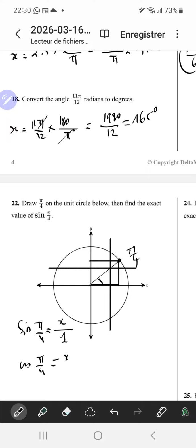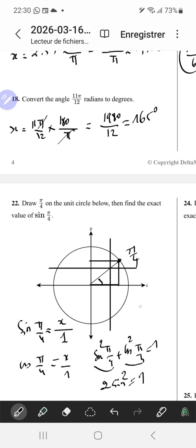Is x over 1. So they are equal. So sinus pi over 4 square plus cosinus pi over 4 square is 1. So because they are the same, 2 sinus square is equal to 1. So sinus is equal to root square of 1 over 2, which is this.